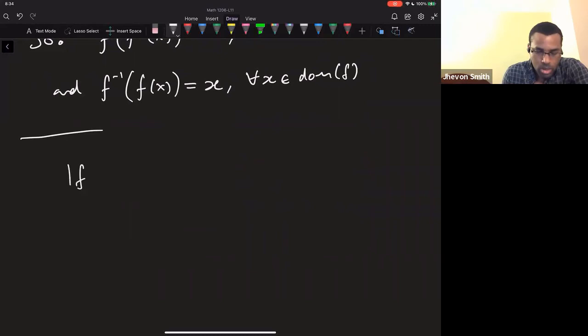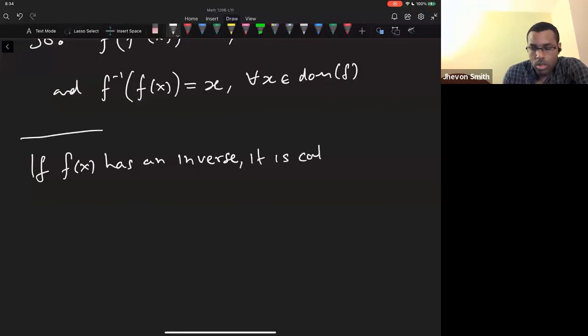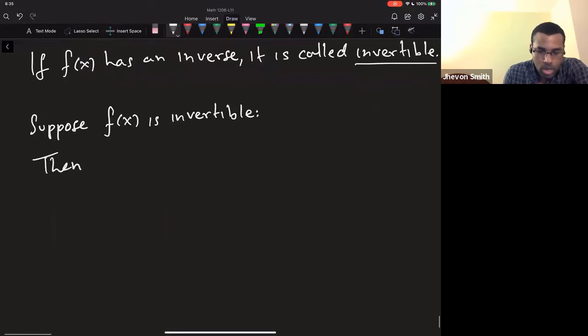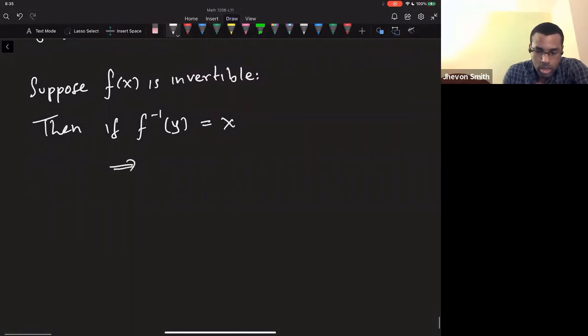Suppose f is invertible. If f of x has an inverse, it is called invertible. Now suppose f of x is invertible, then if f inverse of y equals x, this means that y is equal to f of x.